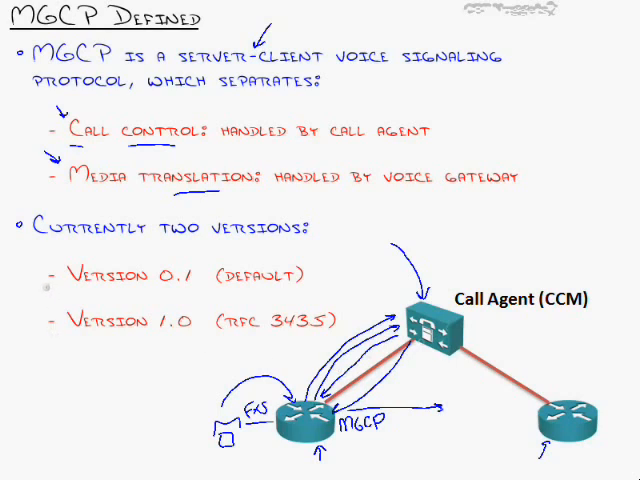Now, there's currently 2 versions of MGCP out there, and most versions of call managers support version 0.1, and that's the default version that all Cisco routers run. It became an industry standard and was standardized in RFC 3435 as version 1.0. Not too much difference between these guys. It's just that one is an industry standard and one was pretty much a Cisco design in version 0.1. So you're not really getting one major benefit by moving to 1.0 or anything like that. And just about everything that you run in the call manager world is 0.1.